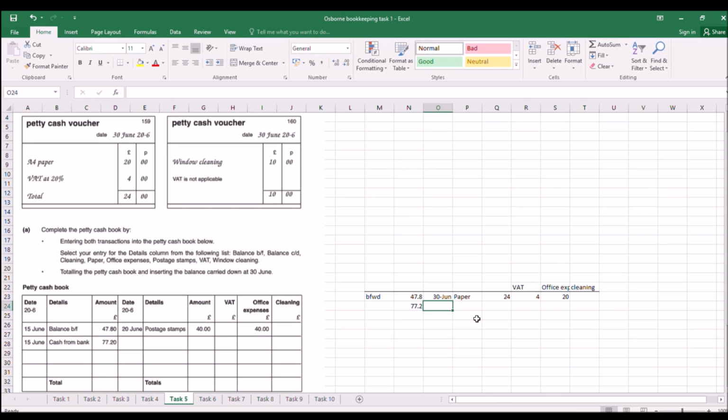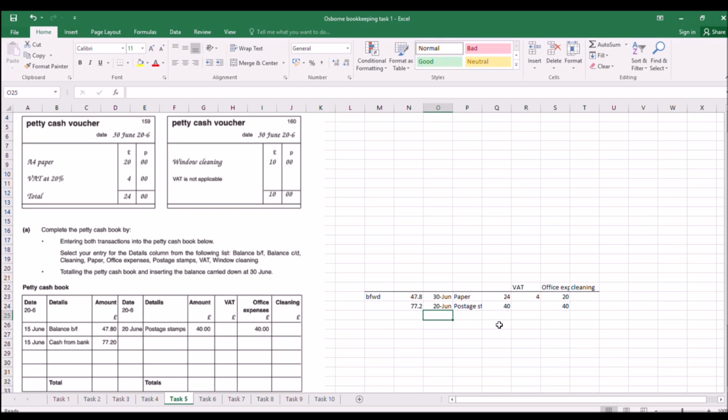Let's do the next one. Oh, and what I'm going to do actually is I'll put that postage stamp one in there as well. I'll put it in a bit just below, but I'll have that in here. And what we'll do is we'll be able to see at the end of it why it is that we do it this particular way. Postage stamps. That one was just £40, and in office expenses, there was no VAT on it.